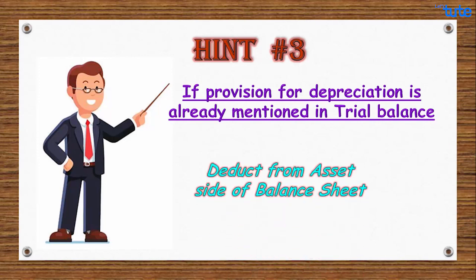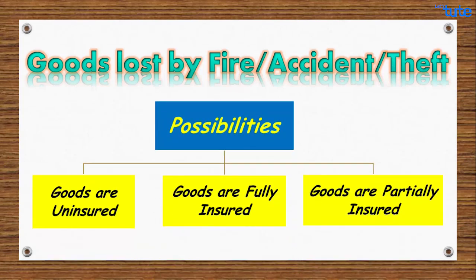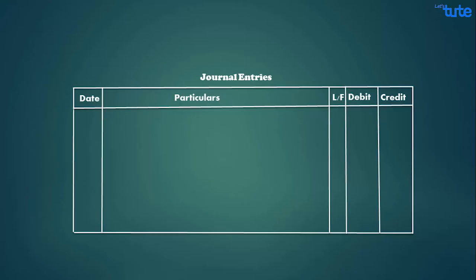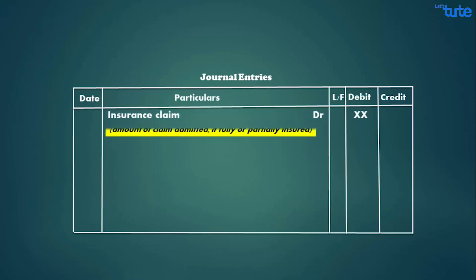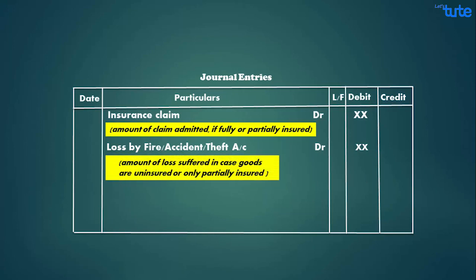Moving on to the next one, that is goods lost by fire or accident or theft. When goods are lost by fire or accident or theft, there can be three possibilities, and those are the goods are uninsured, or they might be fully insured or partially insured. The journal entries for these cases will be: 1. Insurance claim account debit with the amount of claim admitted if fully or partially insured. Loss by fire or accident or theft account debit with the amount of loss suffered in case goods are uninsured or only partially insured.